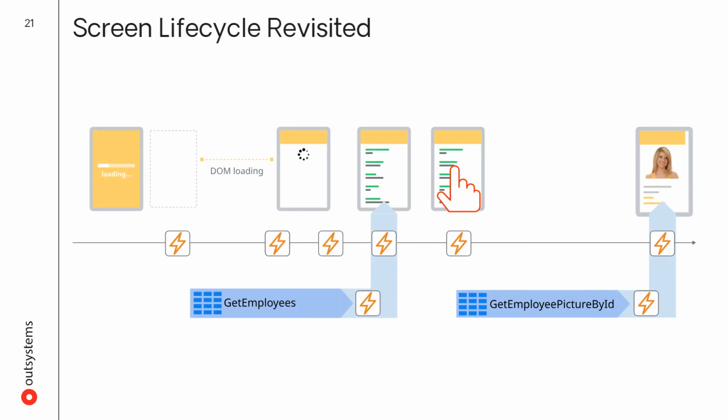Let's revisit the screen lifecycle with our example scenario. When we first access the app, the screen initializes, which triggers the Get Employees aggregate. Here, we already have the main difference from the first example, since only one of the two aggregates runs. The screen then gets ready and renders, and when the aggregate finishes, it renders again to display the data. Finally, when an app user clicks on an employee's name, the onClick event executes an action that will trigger the Get Employee Picture by ID. When that finishes, the screen re-renders to display the new data.